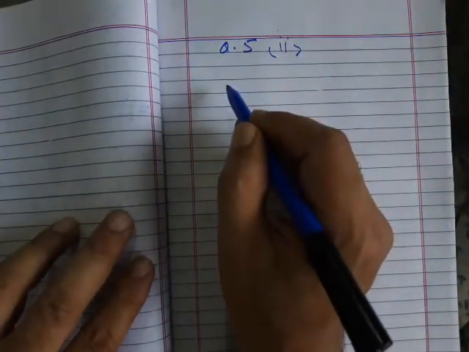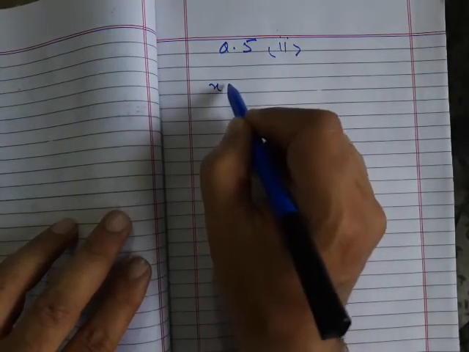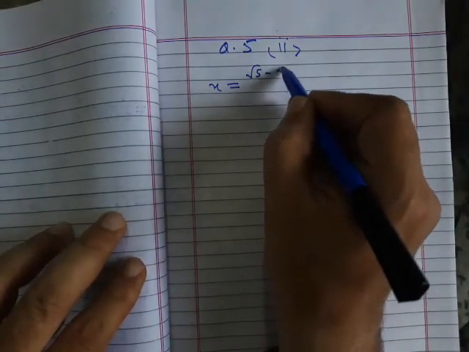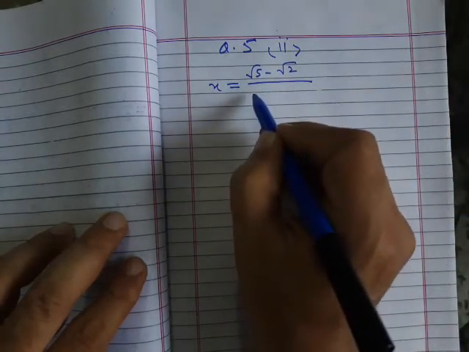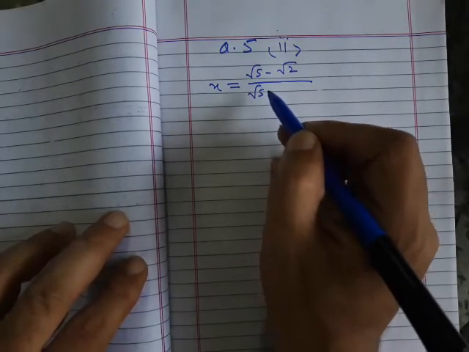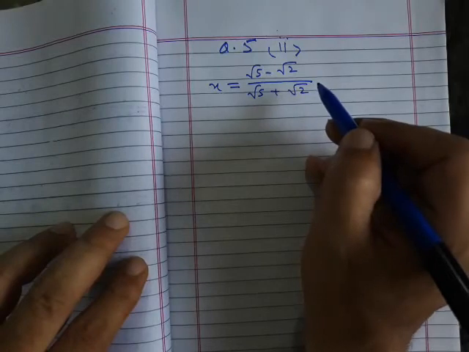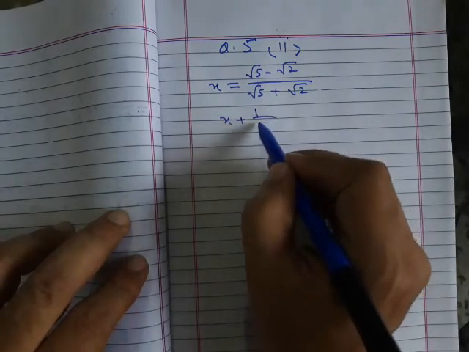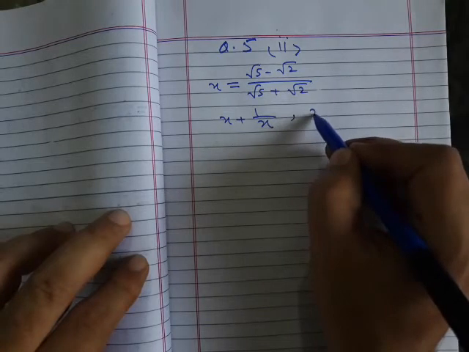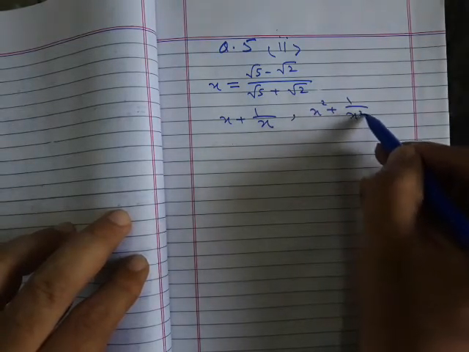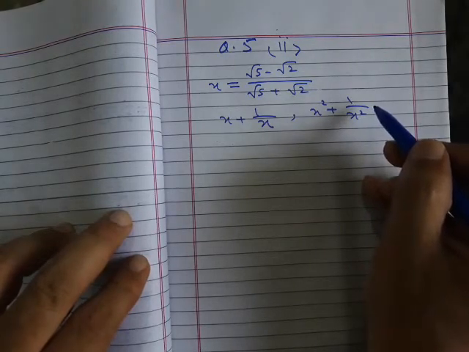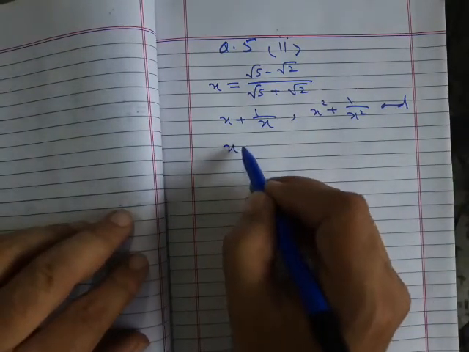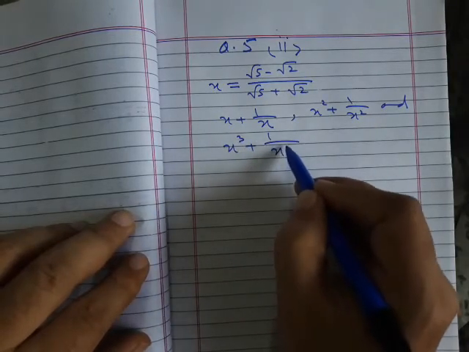So the second part is: x equal to under root 5 minus under root 2 over under root 5 plus under root 2, and we have to find x plus 1 over x, x square plus 1 over x square, and x cube plus 1 over x cube.